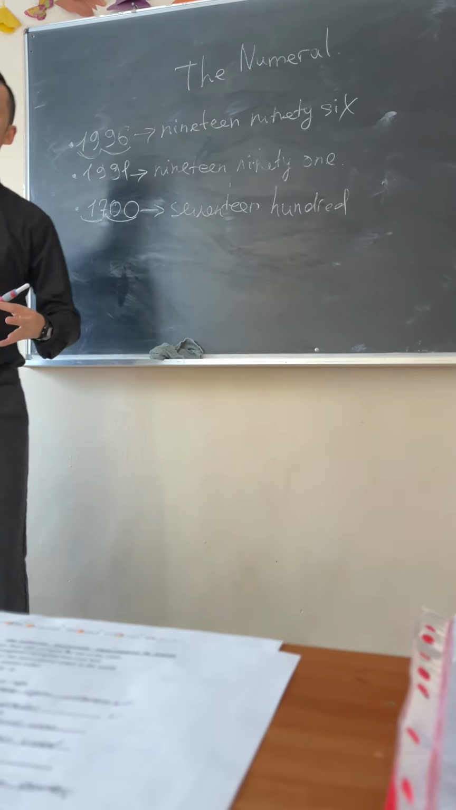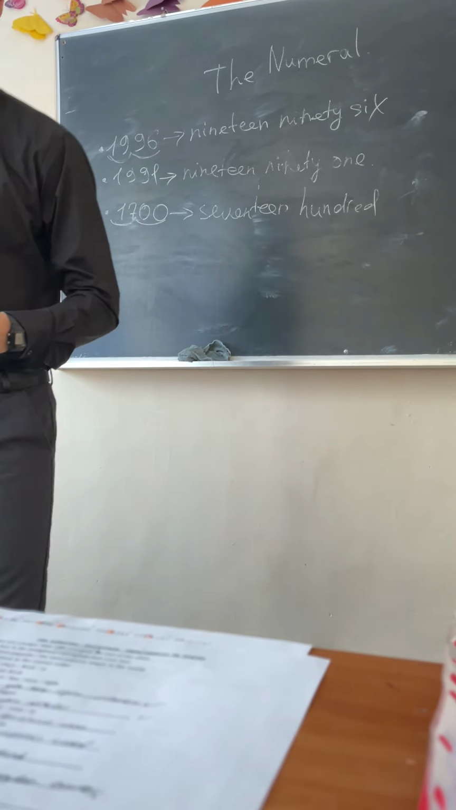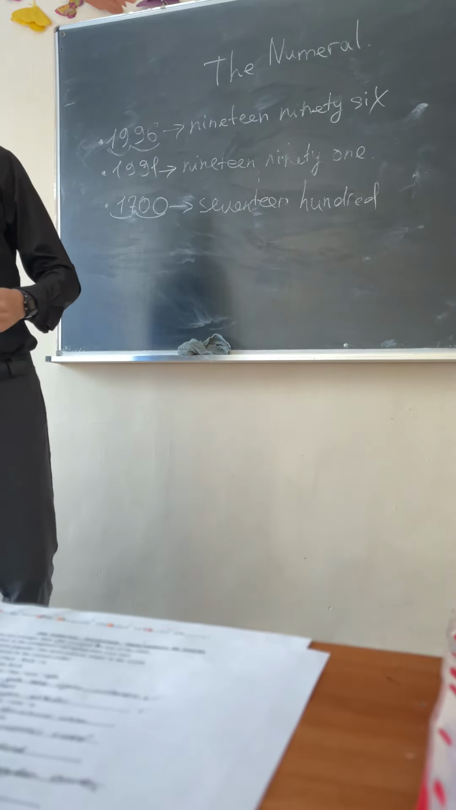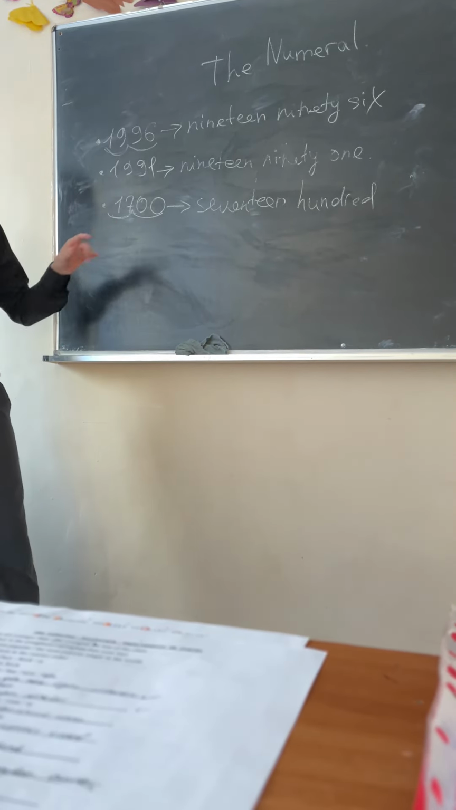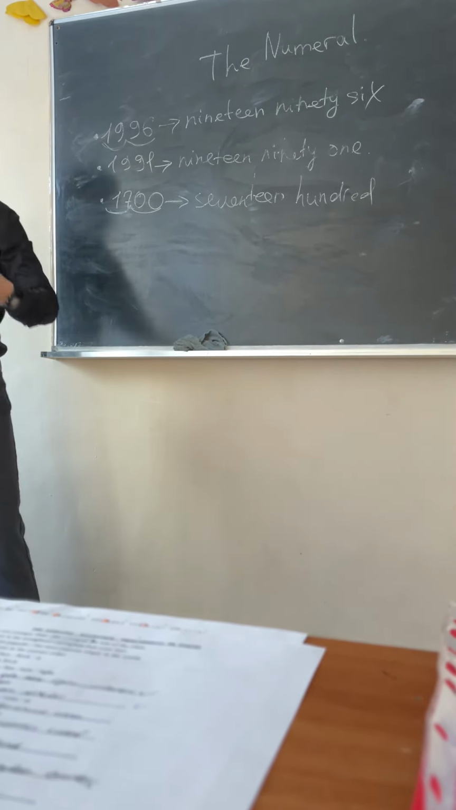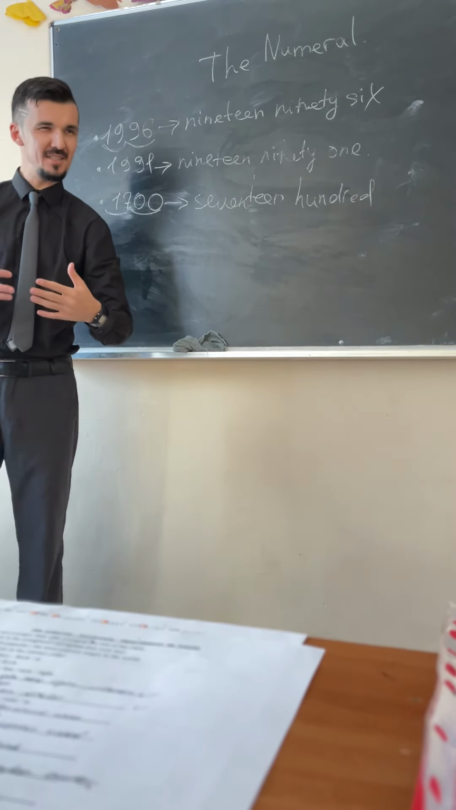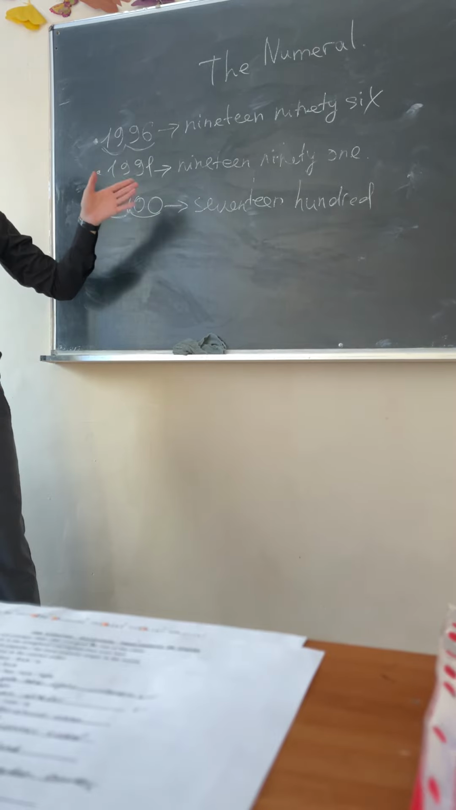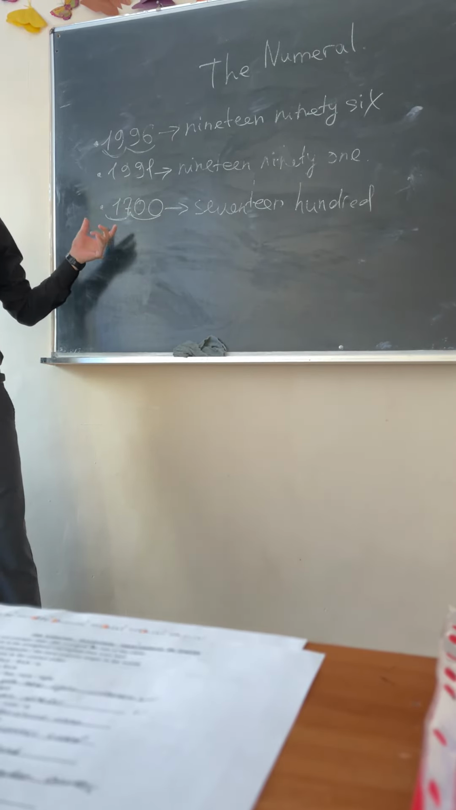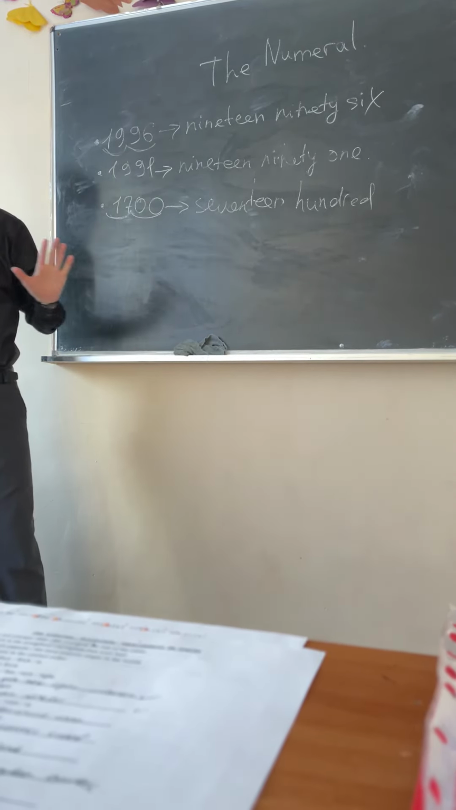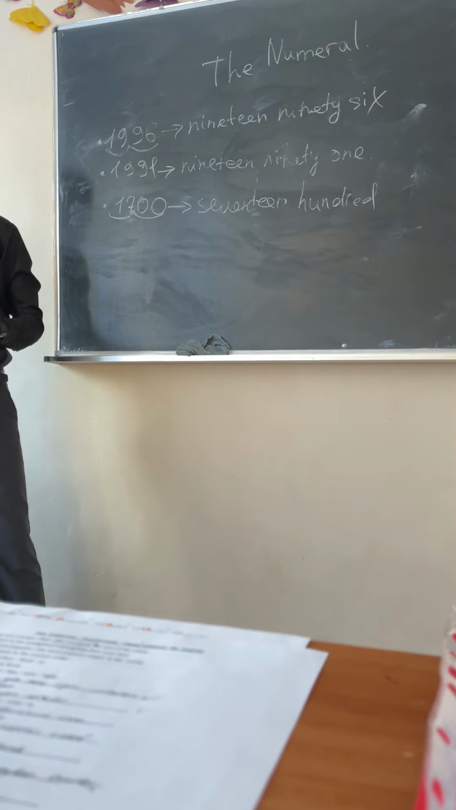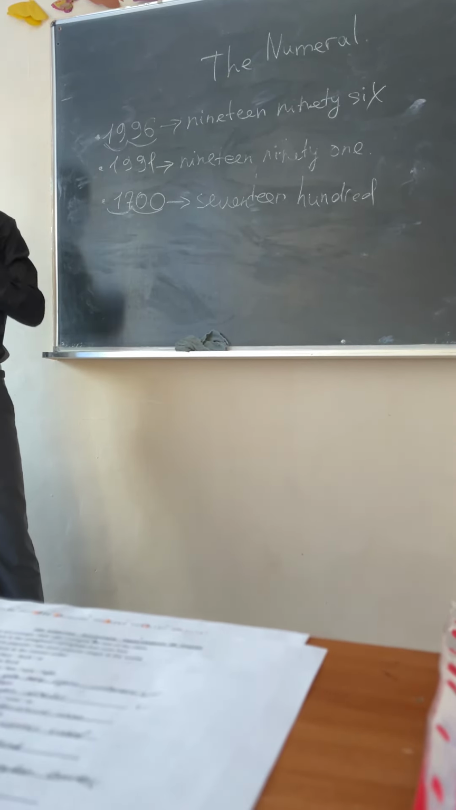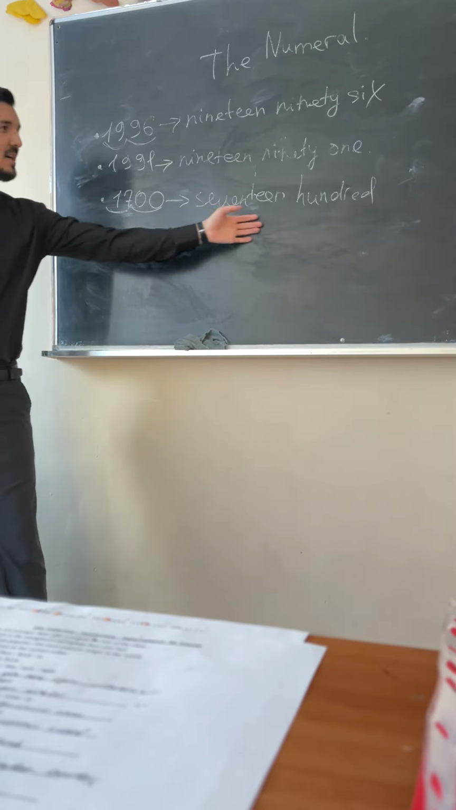But if it is money, on that occasion we use thousands. 1,700 kilograms, we use thousand, hundred. But with the dates, we use it like this. 1,700, you understand?